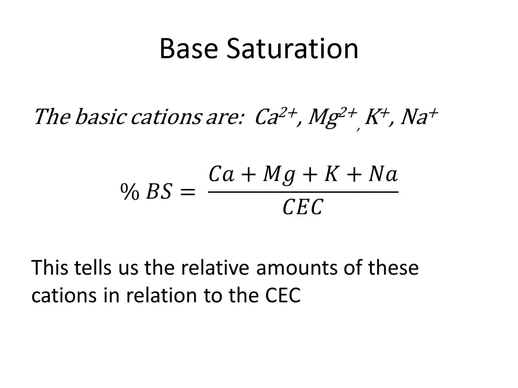So someday on a test question, I'm going to give you calcium, magnesium, potassium, sodium, iron, aluminum, and hydrogen, and you're going to know that you need to exclude the iron, the aluminum, and the hydrogen from this base saturation calculation. Okay, and so again, this tells us the relative amounts of these basic cations in relationship to the ability of the soil to exchange those cations, and this is the equation.